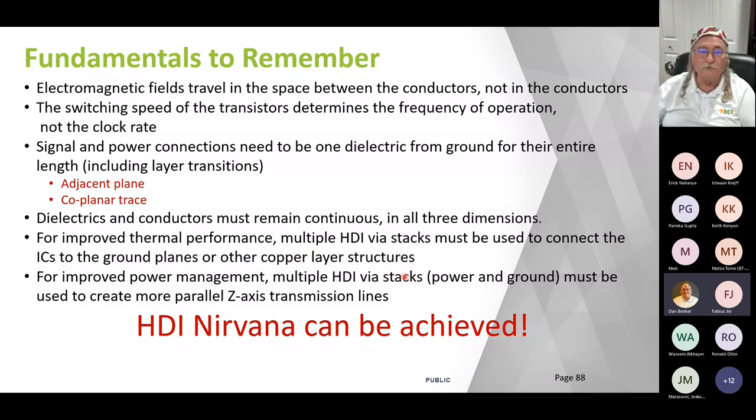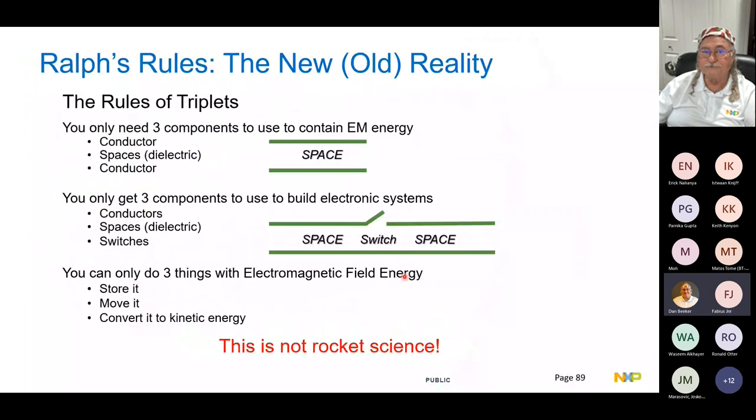Well, that's the way to do it. You've got to think in three dimensions. You've got to remember that the dielectric has to be connected in the Z-axis, not just horizontal.